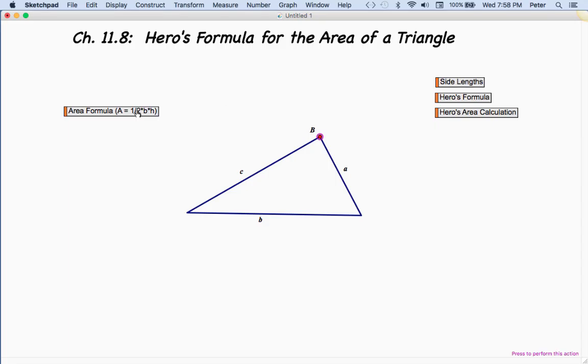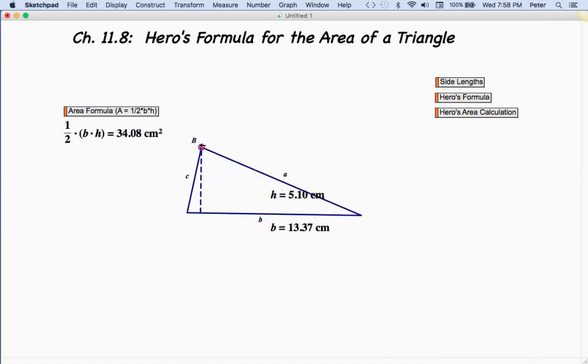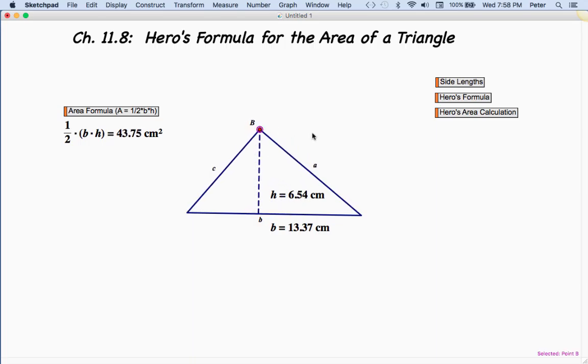Now until now, we've had our standard formula 1/2 base times height. And no matter what kind of triangle I had, I could use this and I would be able to find the area of the triangle. But what if we don't know the height? Now you can find that using a system of equations, but there's another way that might be an easier way, and it's based on the side lengths.